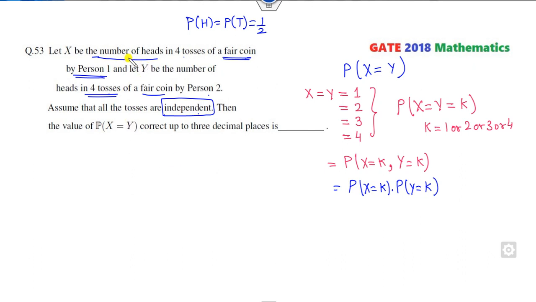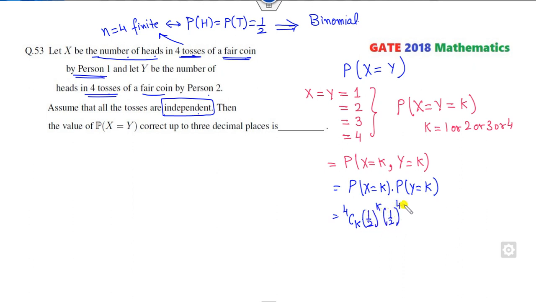Now what is that? X is the number of heads in 4 tosses. So n is 4, which is finite, and the probability is also finite. So which distribution can you apply? Again you can apply the binomial. So what is the binomial of this? 4Ck, probability half to the power k, half to the power 4 minus k. This is the probability of x. Since y has also the same, we can say 4Ck, half to the power k and half to the power 4 minus k.